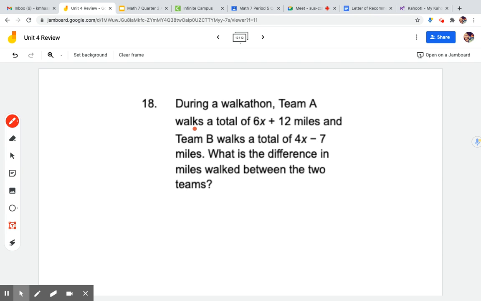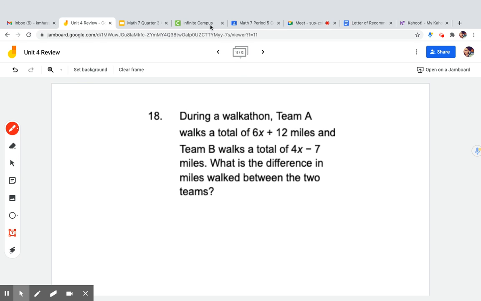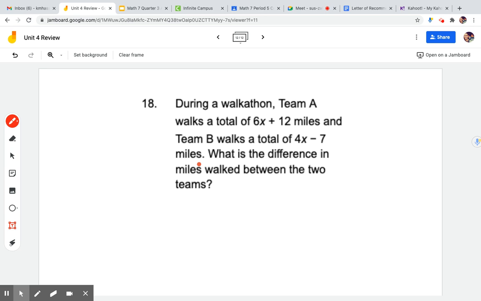Number 18, during a walkathon, Team A walks a total of 6x plus 12 miles. Team B walks a total of 4x minus 7 miles. What is the difference in miles walked between the two teams? You can picture these as different expressions. Here's the expression for Team A, expression for Team B. So we're going to subtract that entire second expression from the first.